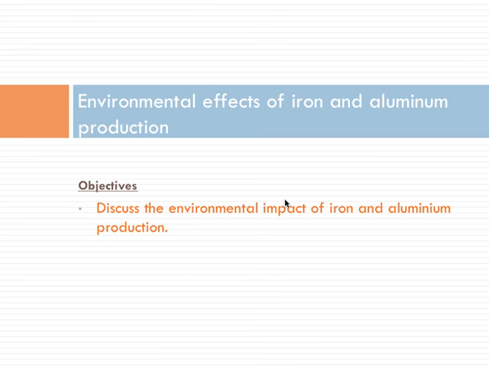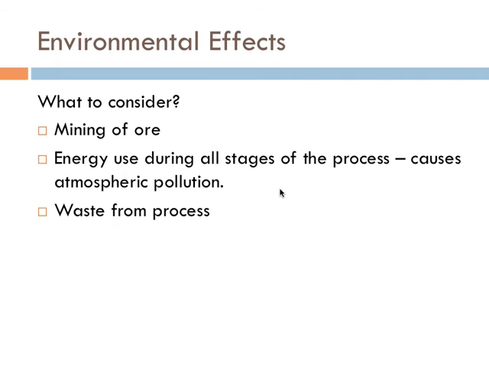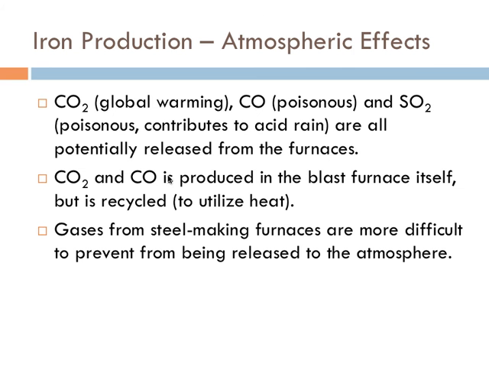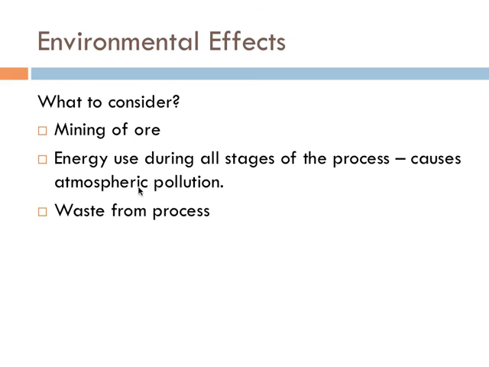Okay, so let's talk about the environmental effects of iron and aluminum production. All right, so now we're going to talk about both. We've got the mining of the ore. We have energy used during all the stages of the process. Remember, producing that energy causes some pollution. And then we also have the waste from the process.